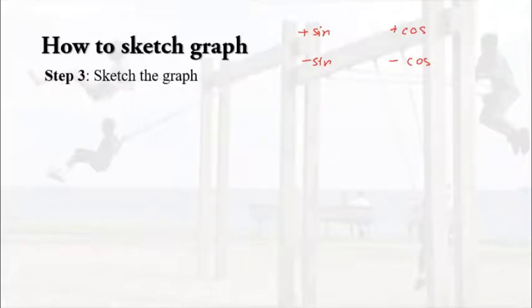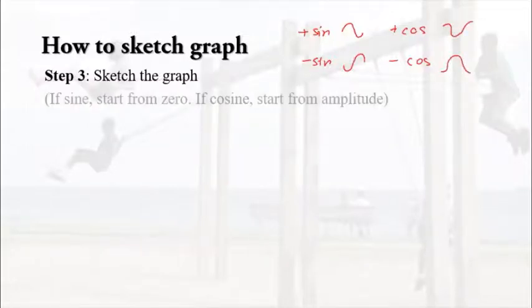So step number 3, you sketch the graph. Do you still remember the shape for these 4 functions? If you have a positive sine, this is the shape of the graph. If you have a negative sine, this is the shape. Positive cos, this. Negative cos, like this. These are inverse functions. If you're given a sine function, the graph must start from 0. If you're given a cos function, it starts from amplitude.